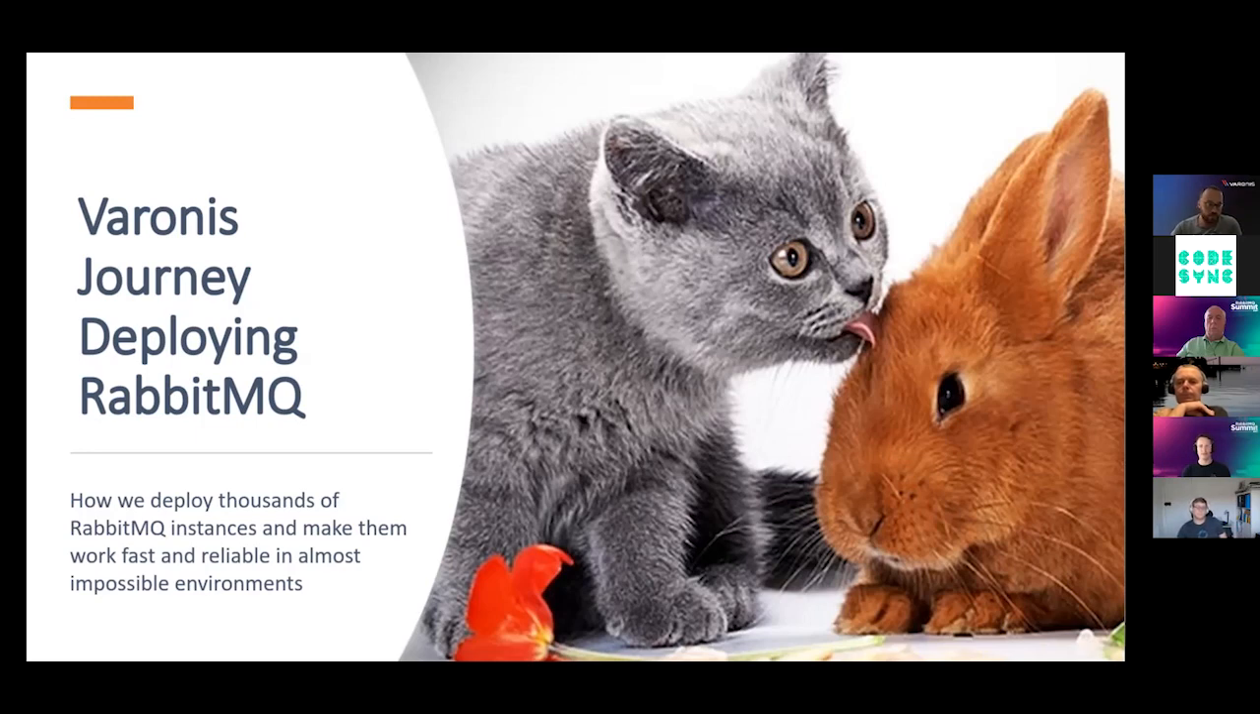This is because some of our clients don't have the resources to run a cluster, and even though they don't have it, we should figure out how we can work without it and make RabbitMQ reliable and fast. So in the coming slides, I'm going to show you how we did this.